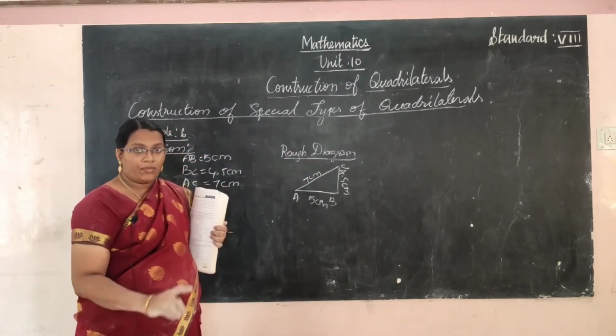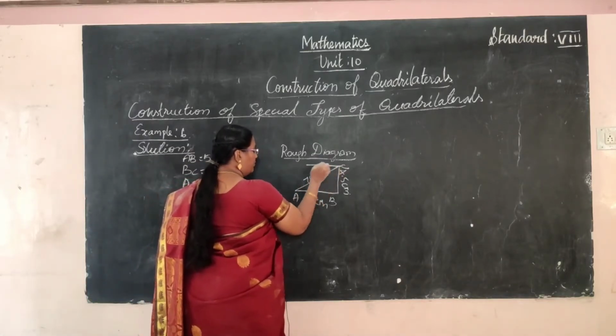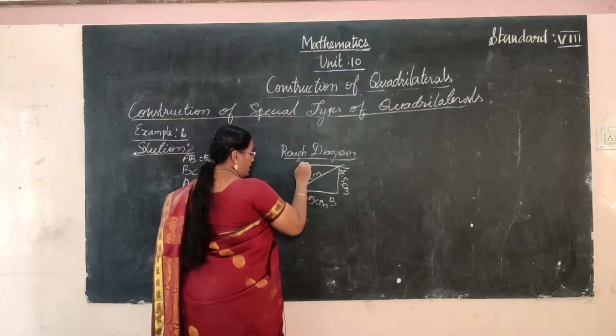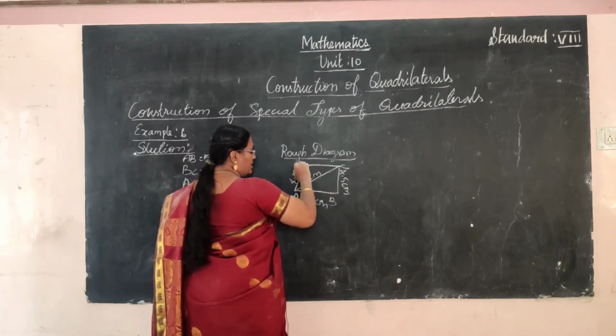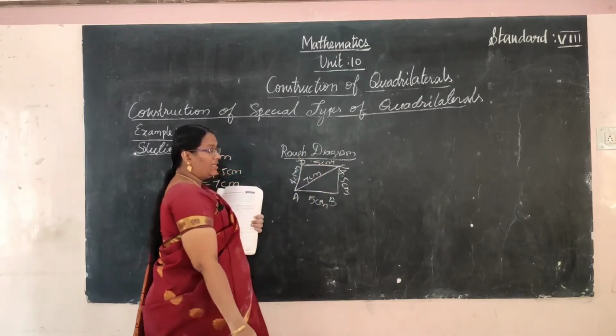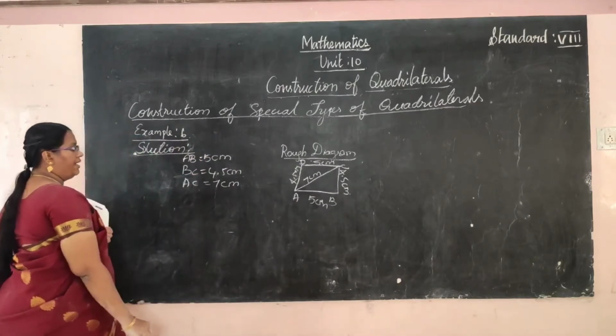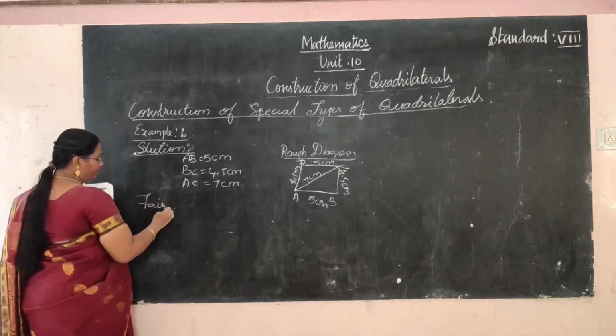Other two sides, how can you write? You know the property. Apply the property. Opposite sides are parallel and equal. So here 4.5 centimeter, here 5 centimeter. Okay, right. Now draw the fair diagram.